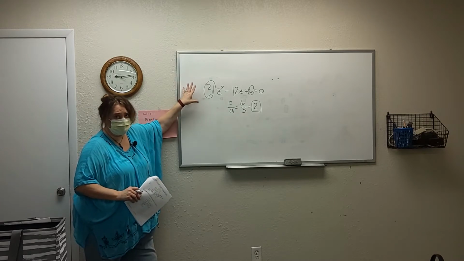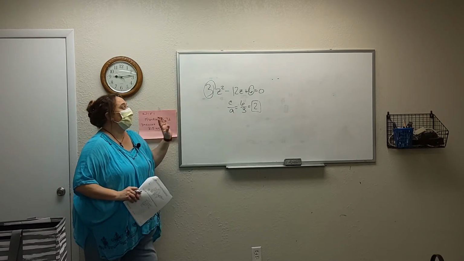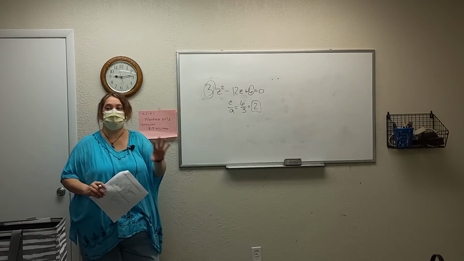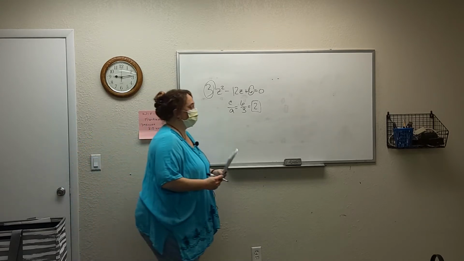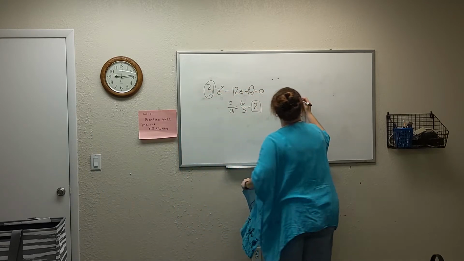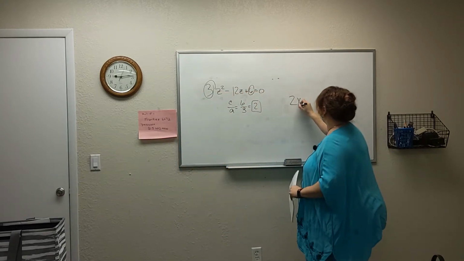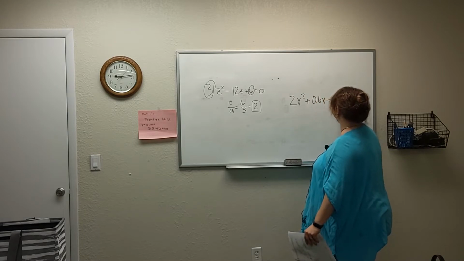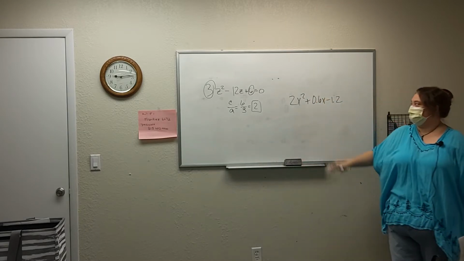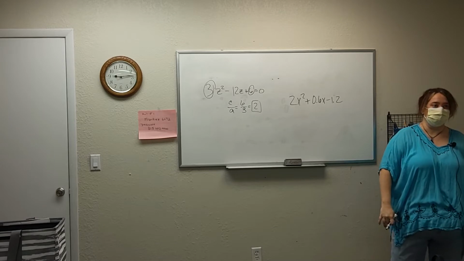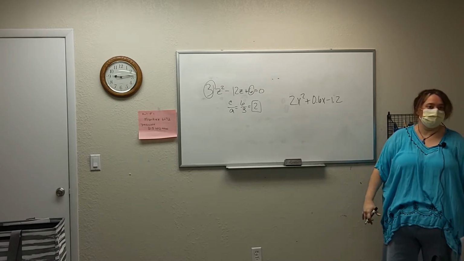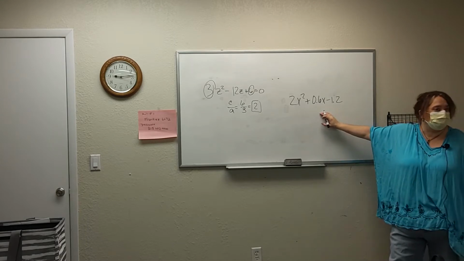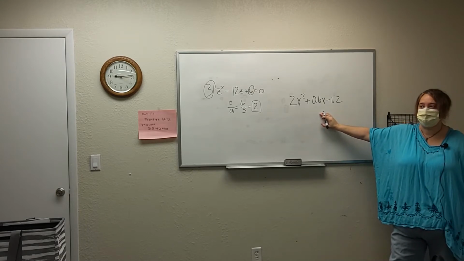Now, where this really shines, like this is not that hard to solve. This would not be a bad one to actually factor and find z. But where this really, really shines, where it really helps you, is when you're in that non-calculator section and they give you something disgusting. Like 2x squared plus 0.6x minus 1.2. And they tell you to find the product of the roots. It's like, what? I'm going to have to do the quadratic equation with decimals without a calculator. Excuse me? I don't think so.